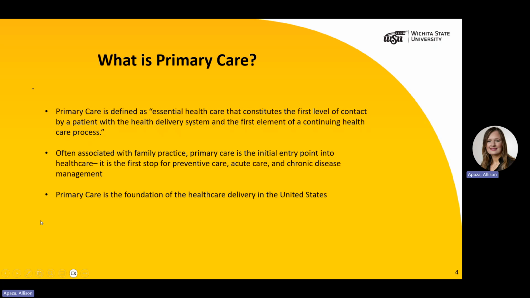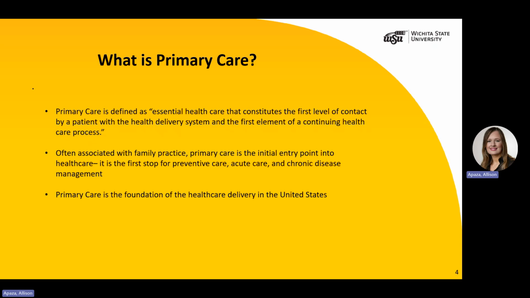So let's take just a moment to define primary care. Primary care is defined by the World Health Organization as an essential healthcare that represents the first level of contact between a patient and the health delivery system, and the first step in an ongoing healthcare process. So, in practice, what this really means is that this is where healthcare starts. This is the initial entry point into the healthcare system.